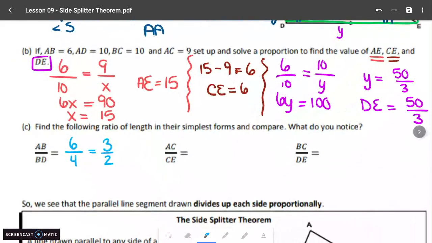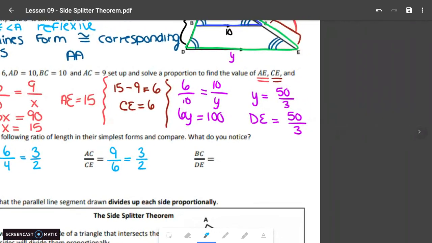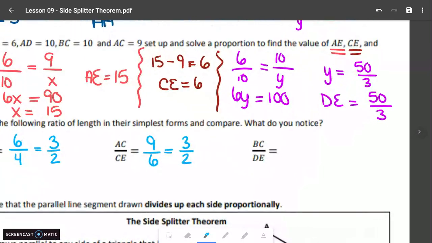AC was 9, and we calculated CE to be 6, which also simplifies to 3 over 2. And finally, BC had a length of 10, and we found DE to be 50 over 3. So we want to be careful when we simplify that. When we plug that into the calculator, we want to take 10 divided by parenthesis 50 over 3. If we do that correctly, it will simplify to 3/5.